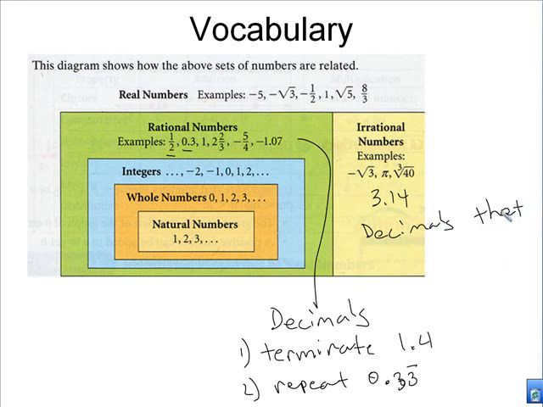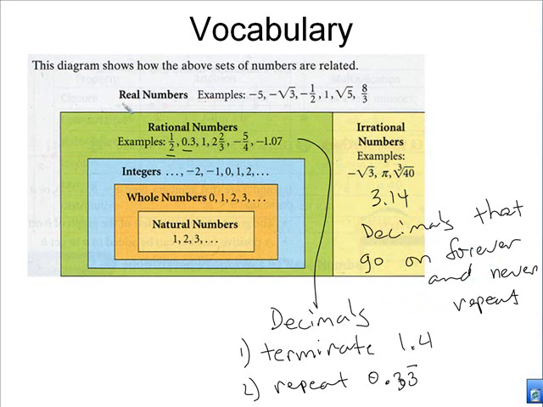Decimals that go on forever are irrational numbers. If you take square root 3 or negative square root 3 and put it in a calculator, you get a long decimal that goes on forever and never repeats. So decimals that go on forever and never repeat are irrational numbers. If you take any square root that's not a perfect square, square root 3, square root 5, square root 7, and put it in a calculator, you get a long decimal that goes on forever and never repeats. That's an irrational number. So square roots and pi are examples of irrational numbers.